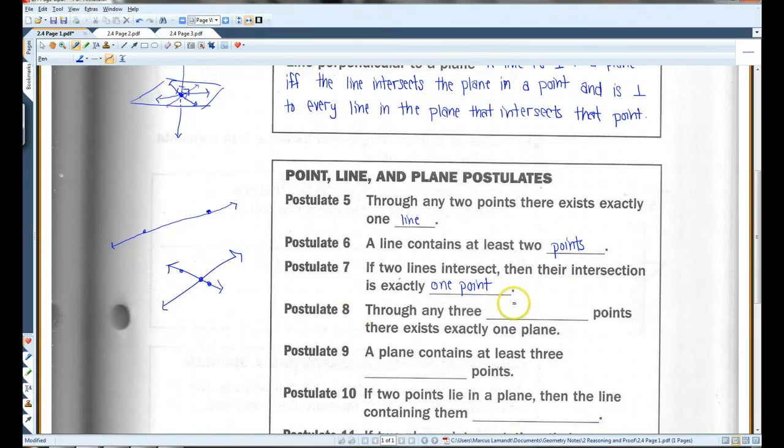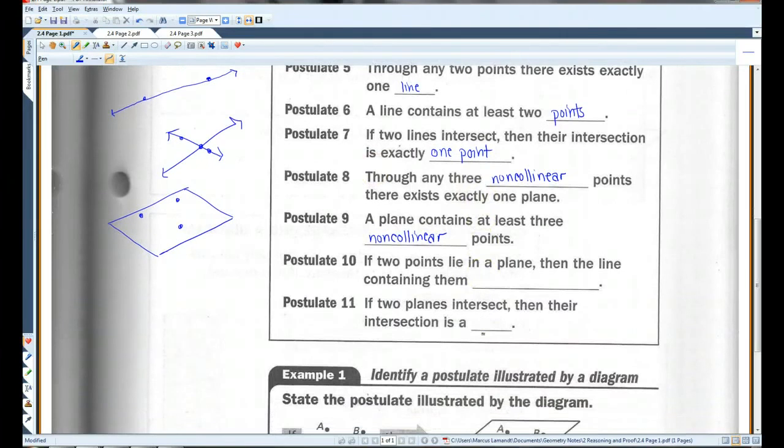Alright. Through any 3 non-collinear points, there exists exactly one plane. So if I have this point, and some other point, I can draw a plane through all 3 of those points. Exactly one plane. Okay? The same way, a plane contains at least 3 non-collinear points. So if you have a plane, you can find at least 3 points that don't make a straight line somewhere in that plane.